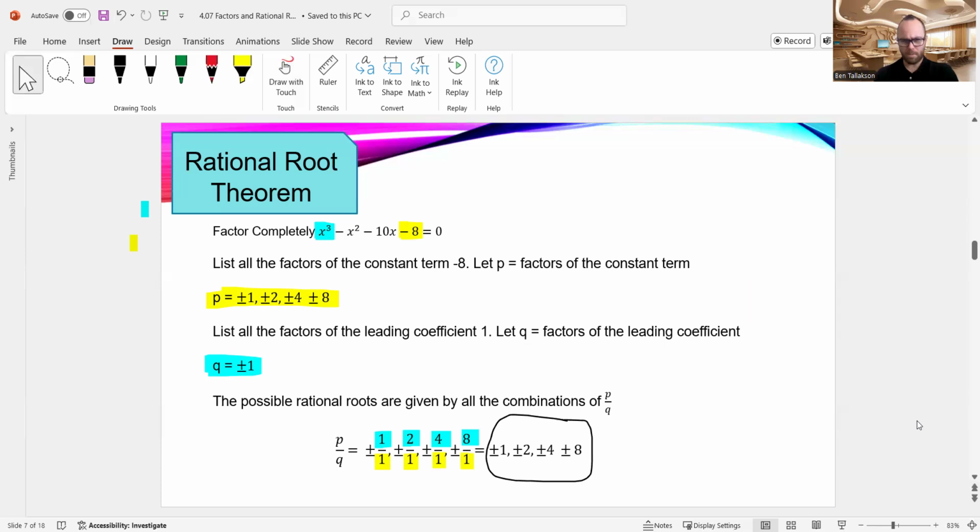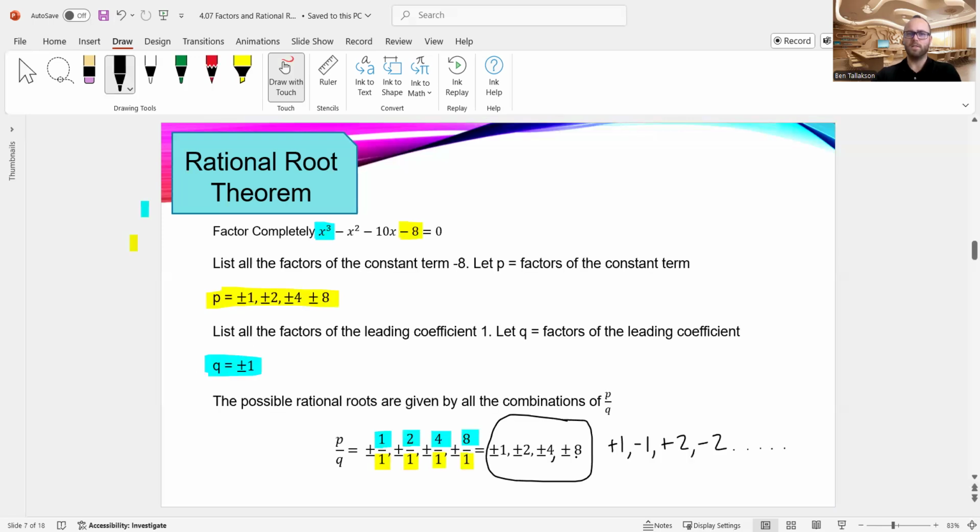Now, how many possible rational roots do you see in that box? If you're thinking 4, look closely. What does plus minus mean? Well, that means you have a positive 1 and a negative 1 and a positive 2 and so on, right? So there are actually 8 possible rational roots there.